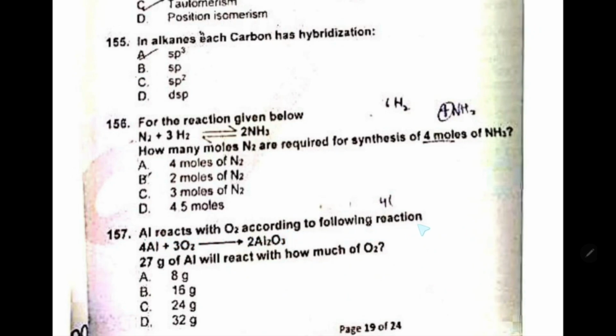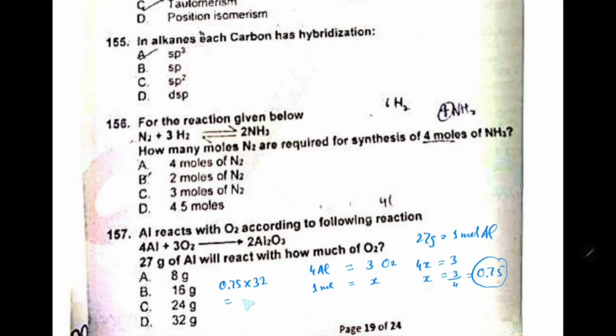Aluminium reacts with oxygen according to the following reaction. 4 mole of aluminium, 3 mole of oxygen gas giving 2 moles of aluminium oxide. 27 gram of aluminium reacts with how much of oxygen? Now, you can see that 27 gram aluminium is 1 mole. In the equation, 4 mole of aluminium is reacting with 3 mole of oxygen gas. Now, if aluminium is taken as 1 mole, then x mole of oxygen will be used. Now, cross multiplication, 4x is equal to 3 or x is equal to 3 by 4, which becomes 0.75. Now these are moles of oxygen. We need mass of oxygen. So to find mass of oxygen, multiply the given moles by its molecular mass, that is 32. And from here we get the answer 24 gram. So the choice is choice C, 24 gram.